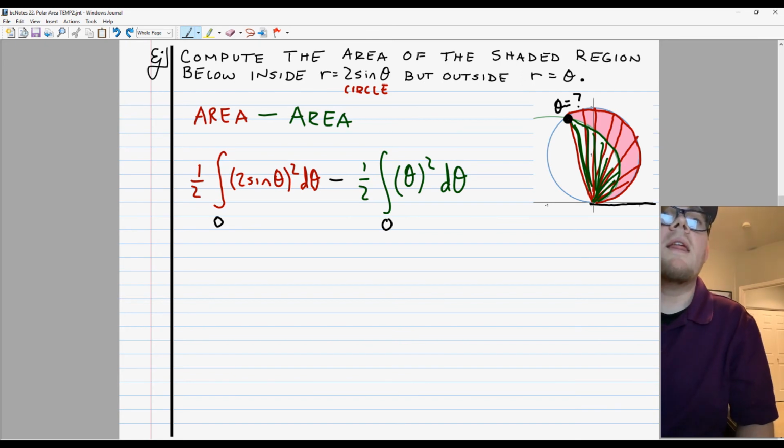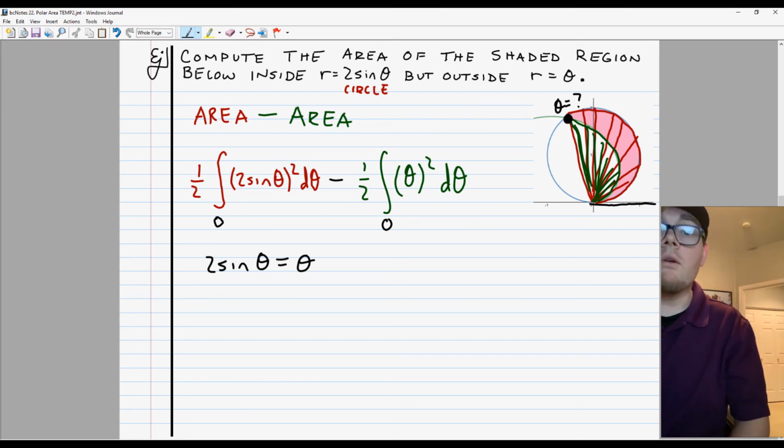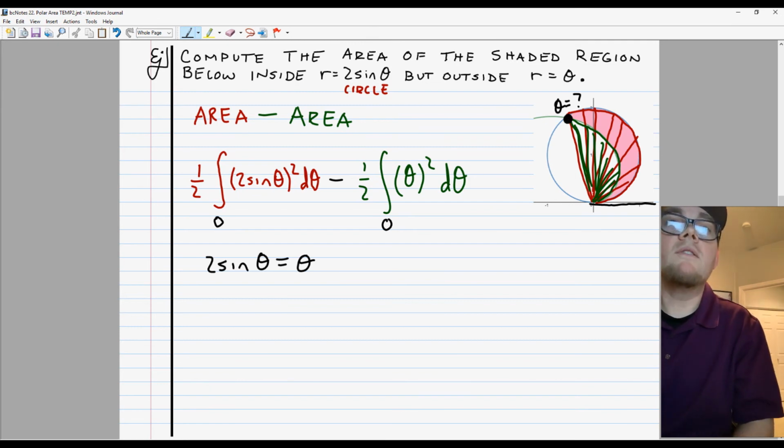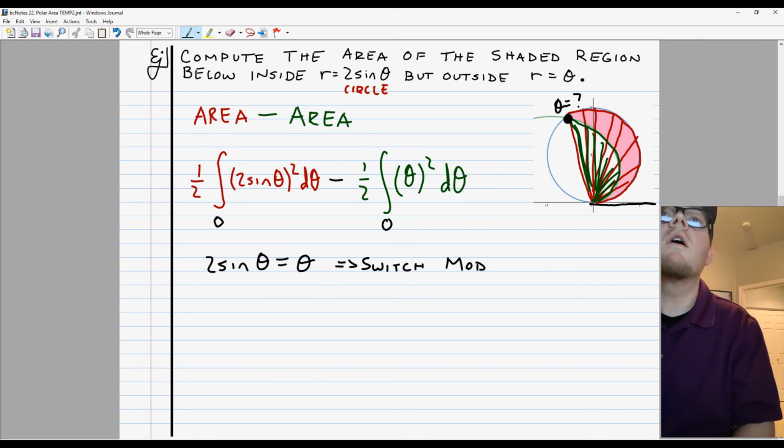At that point, it's that moment where we realize we need to solve an equation. We did that last time too. We need to figure out where those two curves cross, so we need to know when 2 sine of theta equals theta. Problem is, we don't have a good way to solve that equation. We have a line on one side and a sine curve on the other. So unfortunately, we need to switch modes, like we've done a few times before, and instead solve when 2 sine of x equals x.